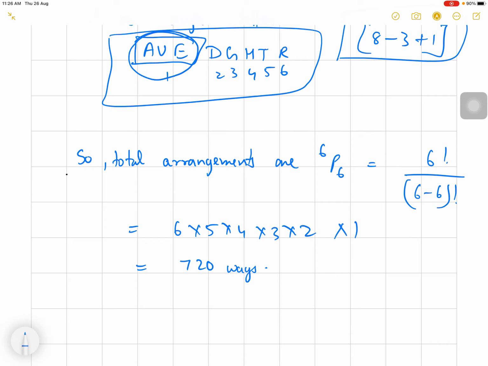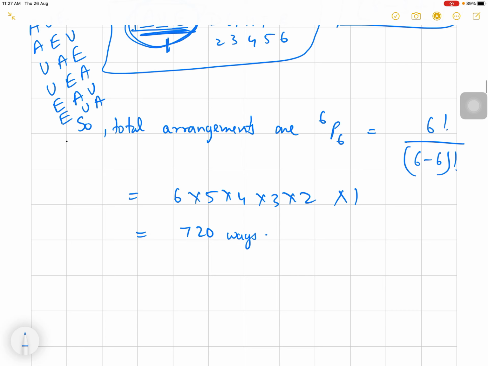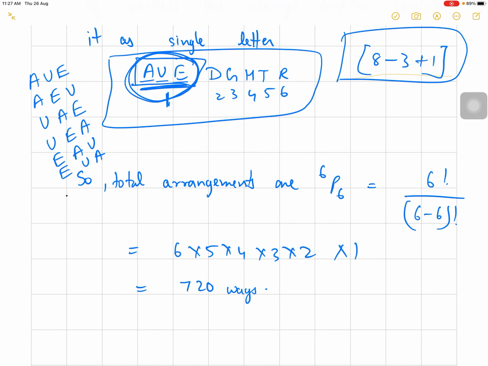Okay. Now AUE is considered as 1, but inside this there are 3 places and it can also be arranged in different ways. It can be arranged as AUE or AEU or UAE or UEA or EAU or EUA. Correct? So again AUE can be arranged in different ways and still they are together. Okay. So there are 3 vowels and 3 places.